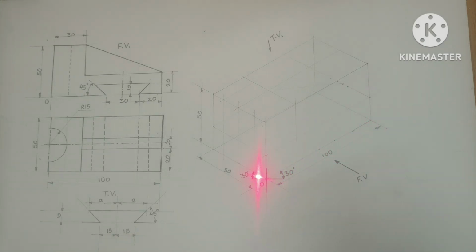This distance is 100, this distance is 50, and this distance is 50. This line is parallel to this line, and this line is parallel to this line, and this line is parallel to this line. Now we will see the height is 20 millimeter in the front view. Hence I will take the distance from O to this point as 20 millimeter.